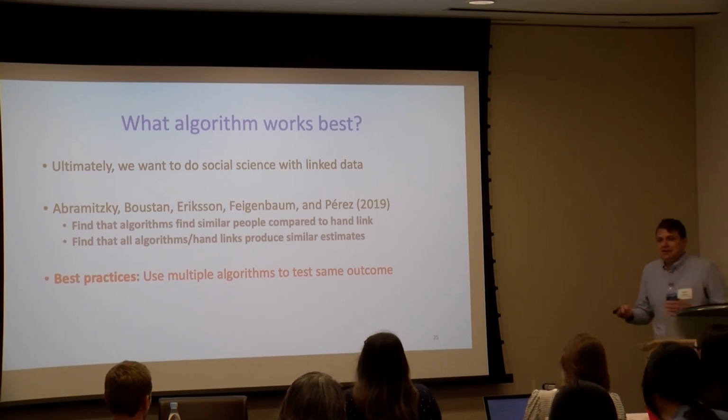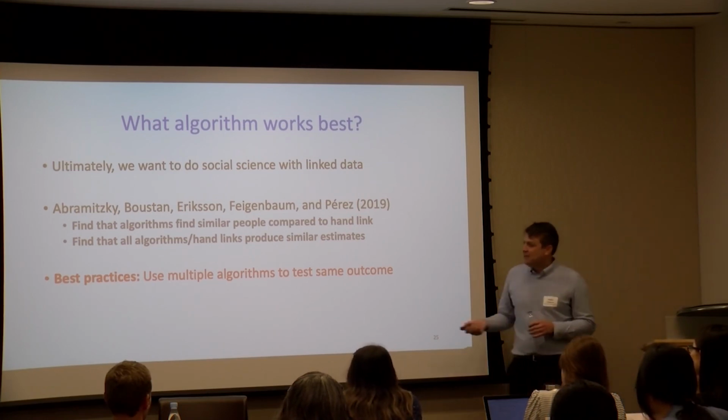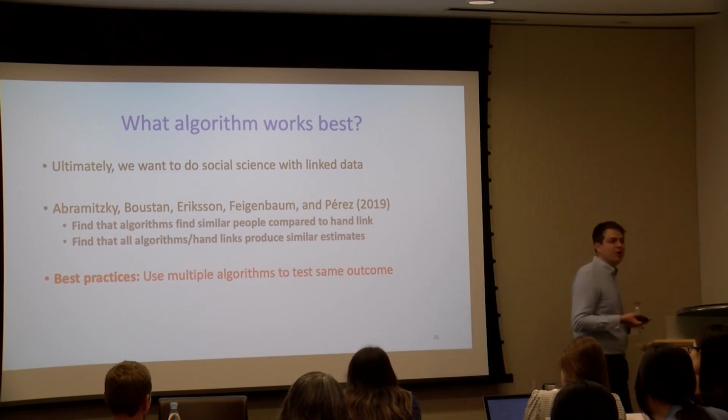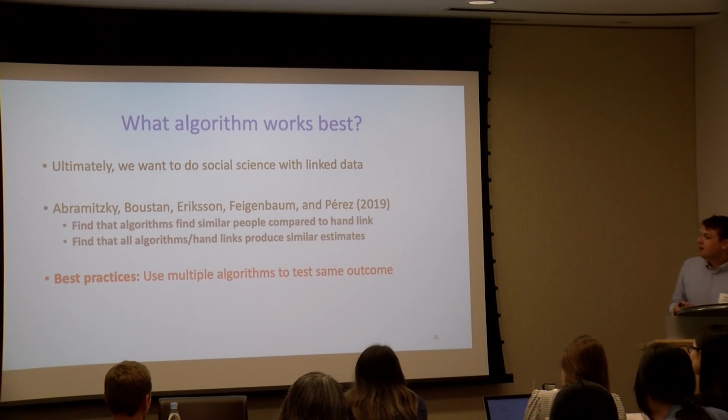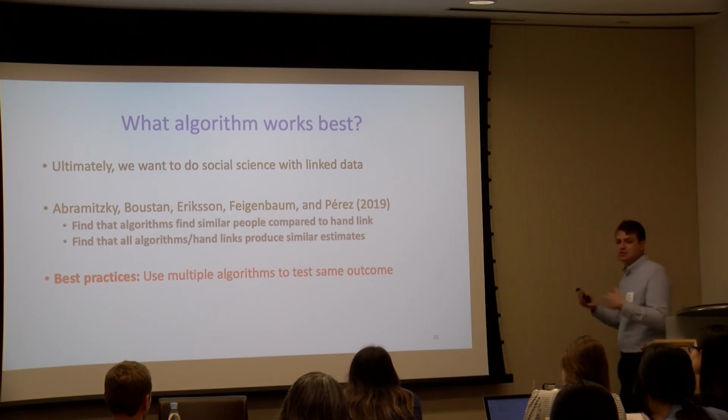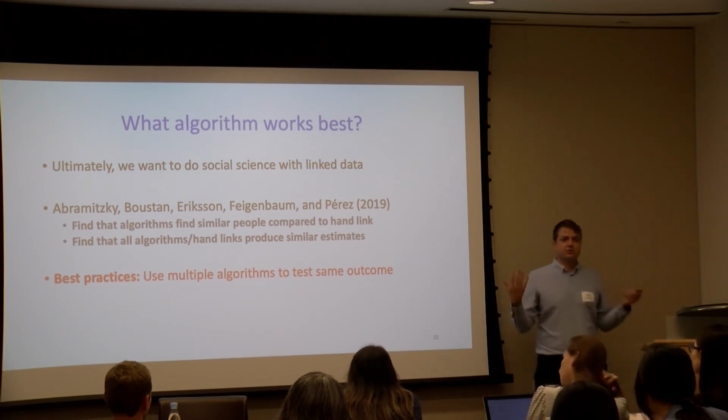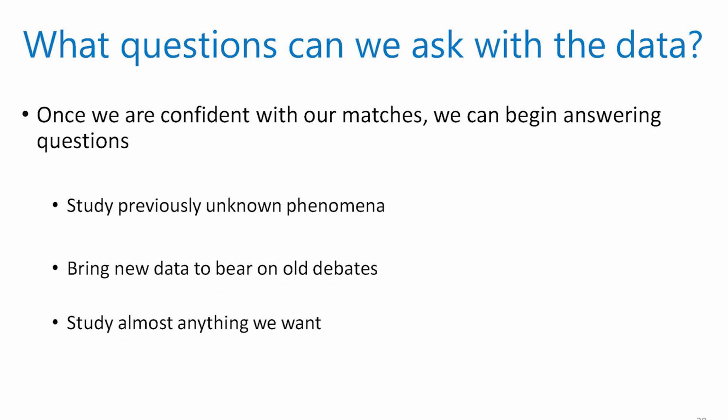So we can kind of feel good that that actually happens. But the best practice is to use multiple algorithms just to make sure that it's not the match that's driving your results, it's actually a real result. Once we become confident with our matches, we can begin asking questions.